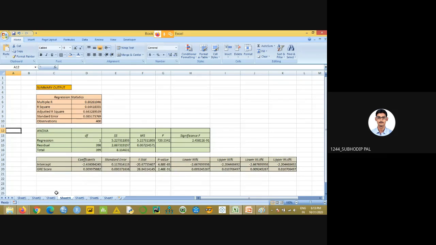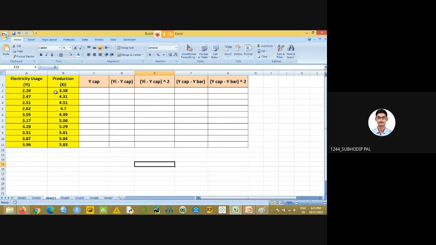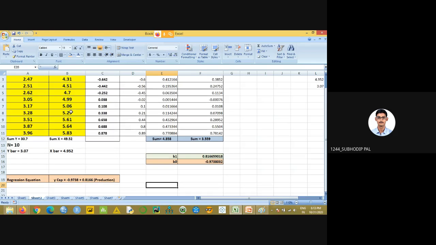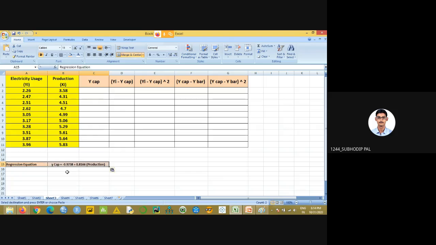the next step is that you have to make another table. This is the format of the table. This is the second step. The first table was the first step, and from there we get the regression equation. I'm copying this regression equation to here. The next step is that we want to calculate all the terms of the ANOVA table and the regression statistics. For that, we have to make another table.